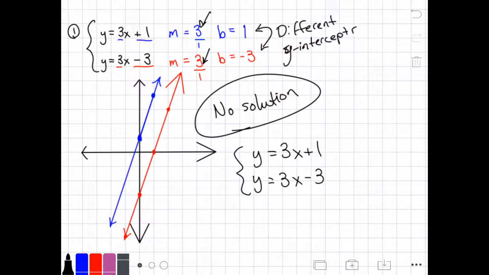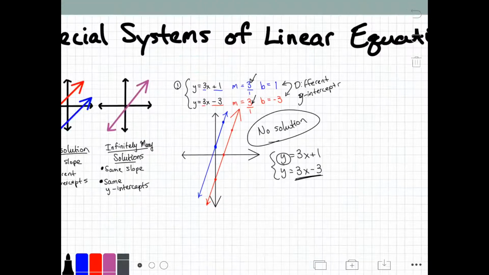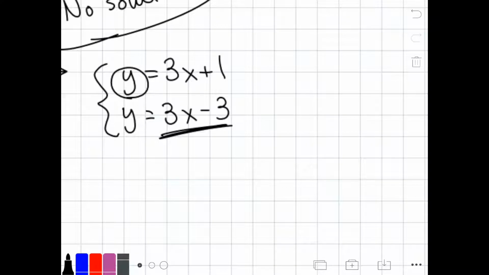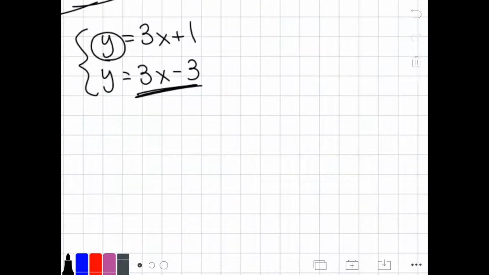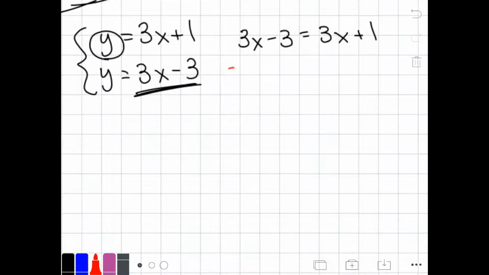Either one is going to work really, really well. I'm going to go ahead and use substitution here. So I'm going to take this 3x minus 3, and I'm going to substitute it for y in the first equation. What's that going to give me? Well, that'll give me, instead of y, I have 3x minus 3 equal to 3x plus 1. Let's go ahead and collect our variables to one side. So I'm going to subtract 3x from both sides. And that'll leave me with -3 equals 1.